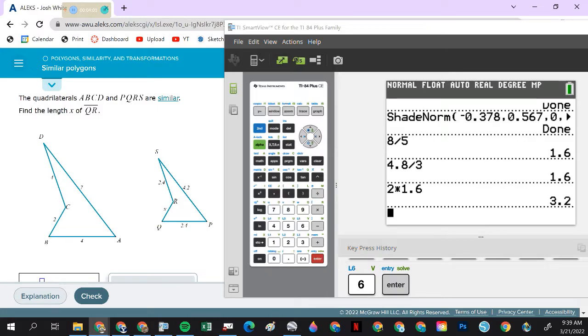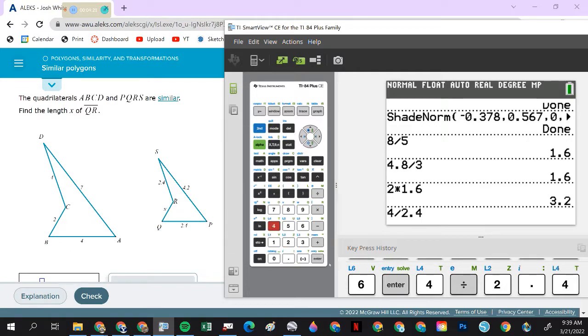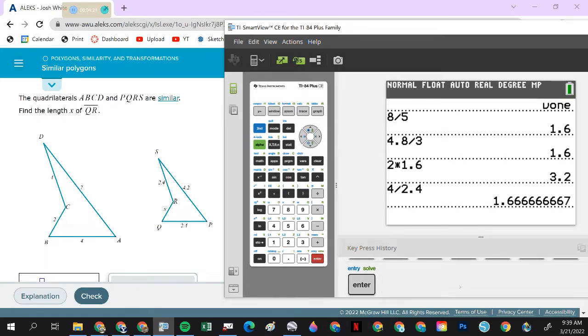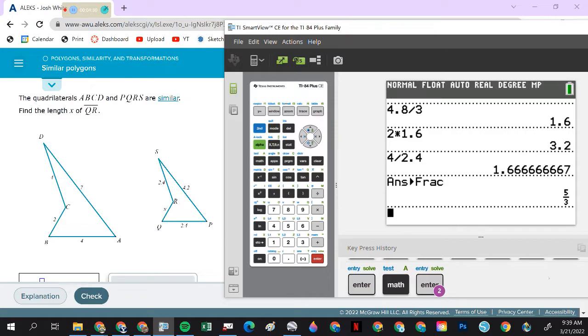All right, we are told that the shapes are similar. We want to find the length of QR. So QR is this little one here. So we need to take any side in the big figure and divide it by its corresponding side in the little figure. So I'm going to do 4 divided by 2.4. And I get a ratio of 1.6 repeating, which if I turn that into a fraction, it's going to be 5/3.